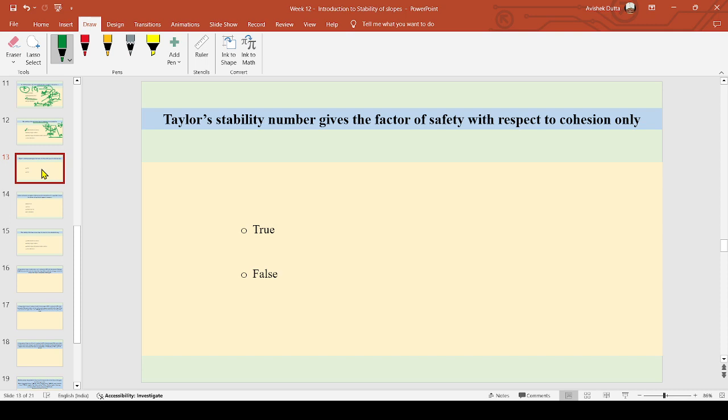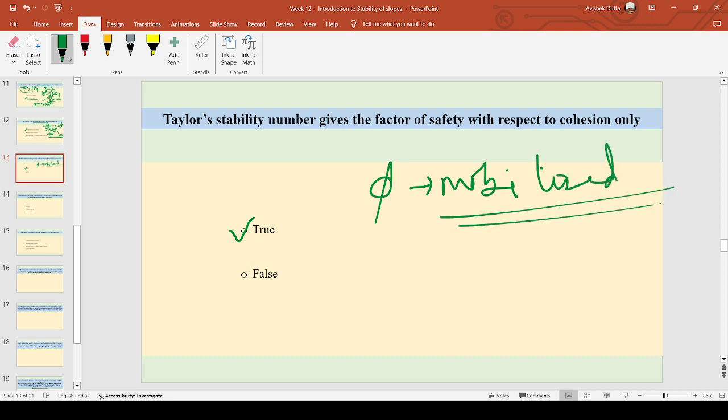Taylor's stability number gives a factor of safety with respect to cohesion only. This is a true statement. Why? As I've mentioned earlier, the friction gets mobilized fully. Hence, it is only the cohesion that is left to take part in the factor of safety. So Taylor stability number gives the factor of safety with respect to cohesion only, because the friction got mobilized in resisting the external frictional force. Okay. All right. Next question.